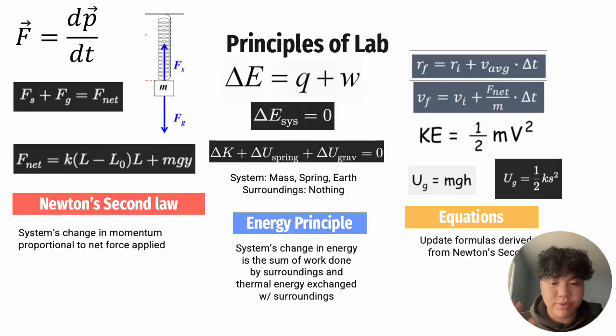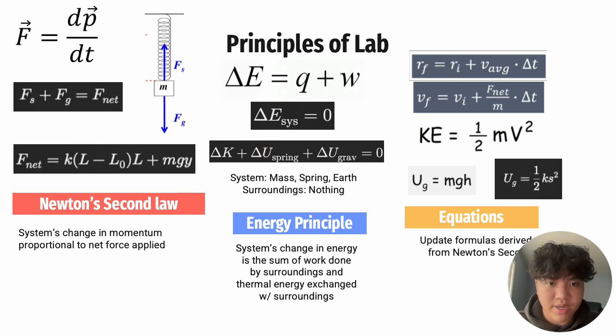So, what exactly are the principles of the lab? We have Newton's second law first, which is the system's change in momentum proportional to the net force applied. So, this is our spring mass system, as you can see in the graph there. We have the force of the spring acting upwards and the gravity acting downwards, and we could write that as a force of spring plus the force of gravity. And there is an expanded version of the formula.